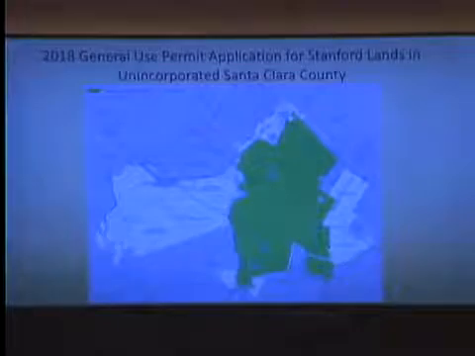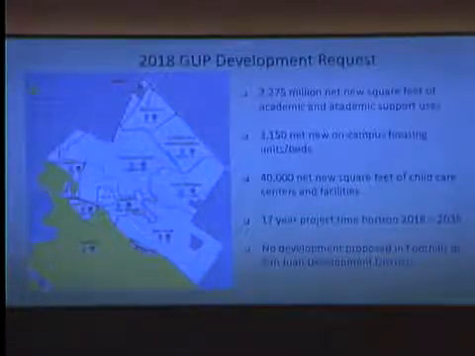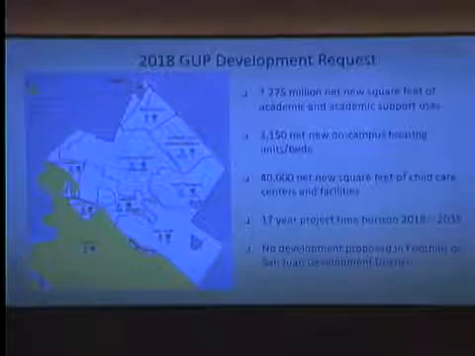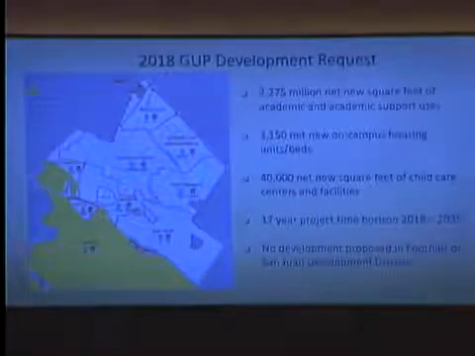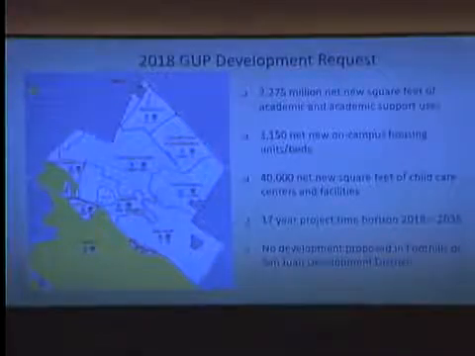First, a bit about the permit. The permit application covers the lands that Stanford owns in the unincorporated area of Santa Clara County. The academic growth area, where the bulk of development occurs at Stanford, is within the unincorporated area. The application that they've submitted is asking permission to build the next phase and increment of academic space and the next phase and increment of housing, plus some childcare. The anticipated project is going to take about 17 years, through 2035, to build out.